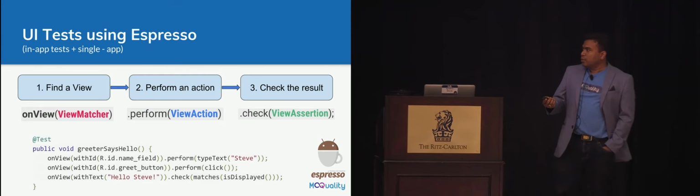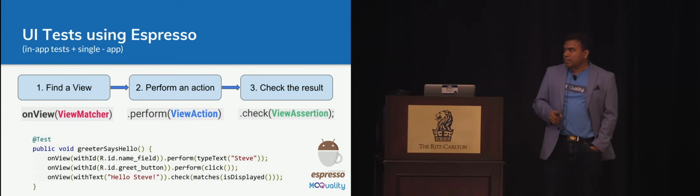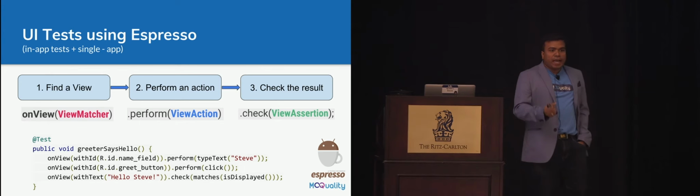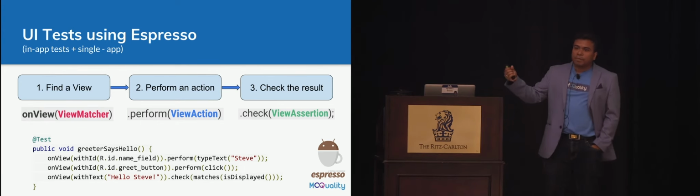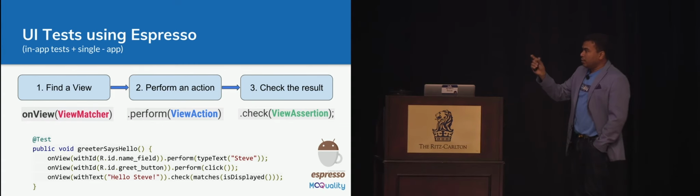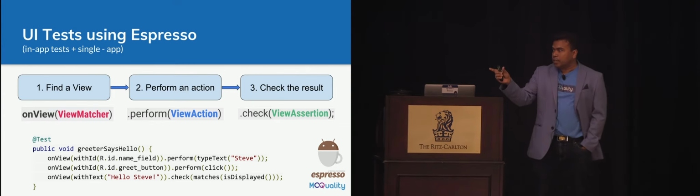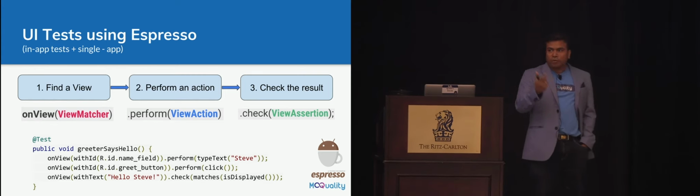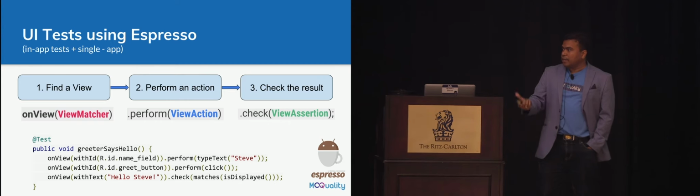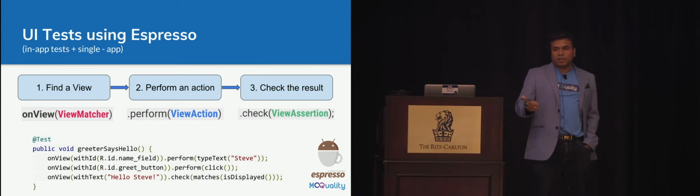As a quick example, I'm pulling this from the standard Google testing website. Here, we are finding the view with ID name field, and in that we are performing a type text, Steve. So we are typing Steve into that particular EditText widget. Then there is a button with the ID greet button, and we are performing a click on it. At the end, the assertion, which is the matches, is displayed. So we are checking whether Hello Steve is displayed or not.